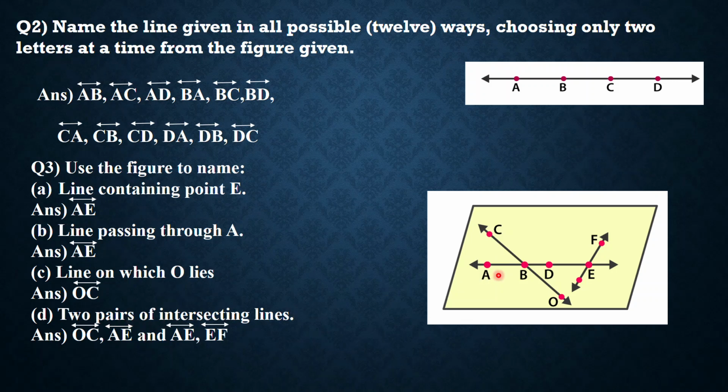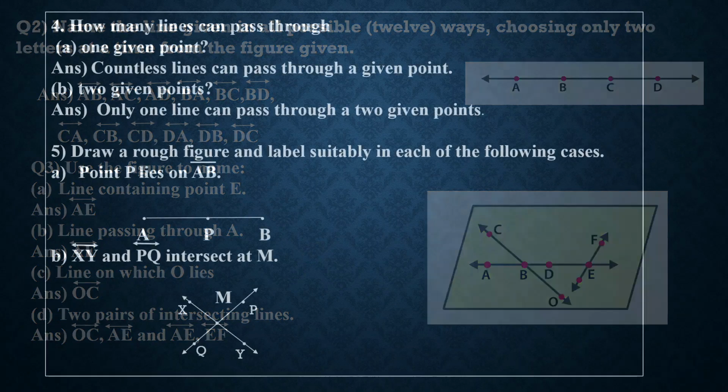Two pairs of intersecting lines. Intersecting means the lines which meet at a point. Two distinct lines which meet at a point are known as intersecting lines. So AE and CO are intersecting at B, and AE and EF intersect at E. So OC and AE, AE and EF. Okay, so next we'll see the next question.